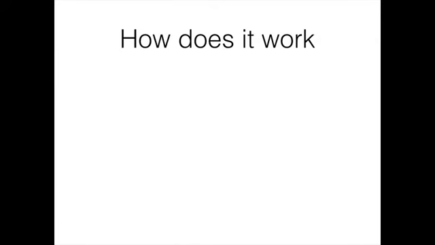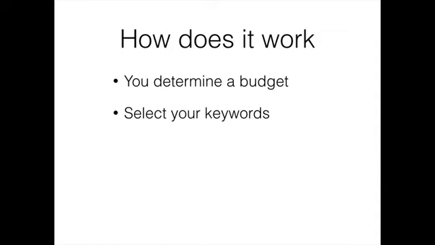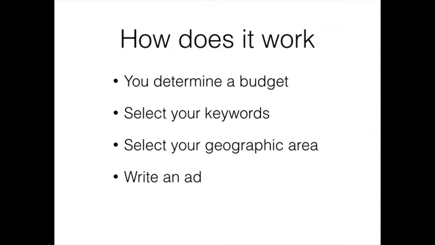So how does it work? And this is just basically on setting up your AdWords account for the first time. You determine a budget, how much you're wanting to spend. You select your keywords, and we talked a little bit about that before. You want to be relevant on what your ministry is all about. You select your geographic area, you write an ad, and you enter billing information, and that's it. It's pretty straightforward method, and we're going to walk through that right now with our demo.